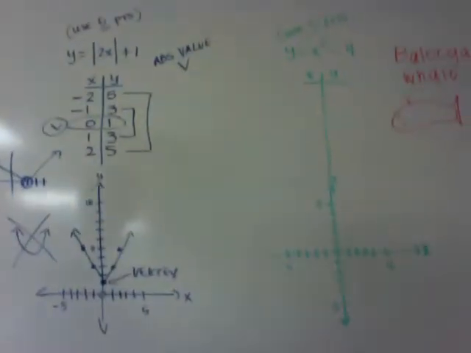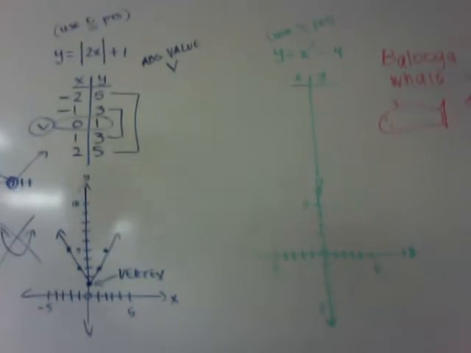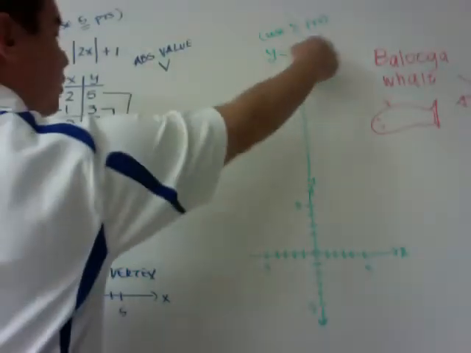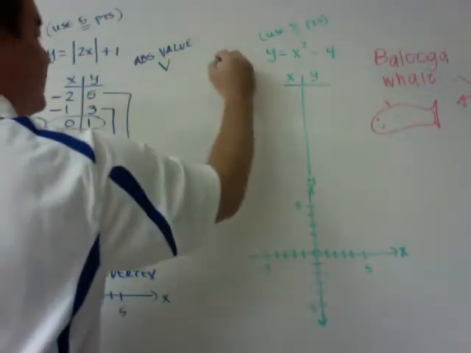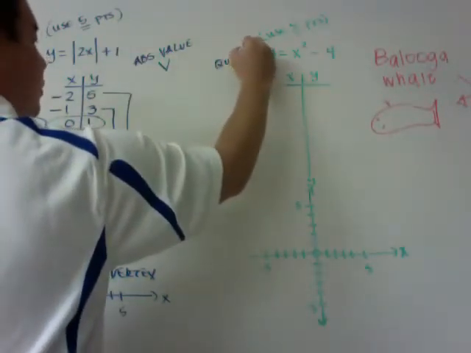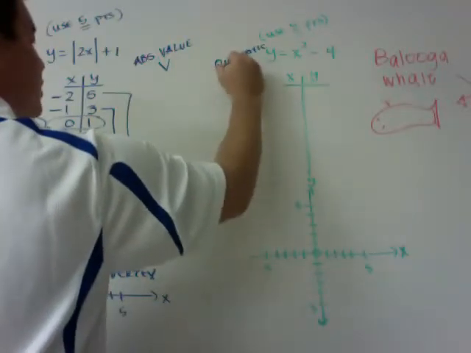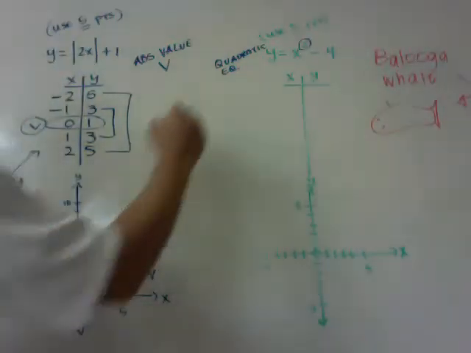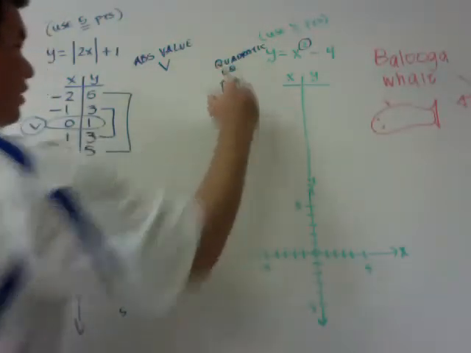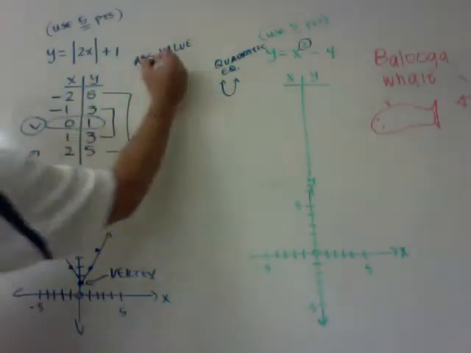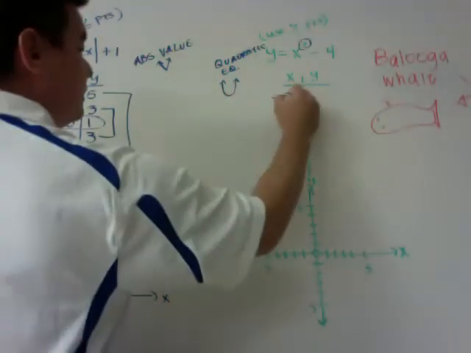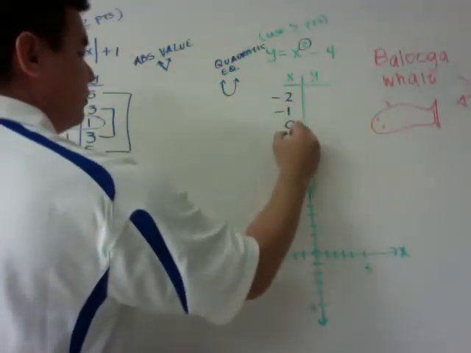Okay, for this one here, this is going to be a U. It's called a quadratic. If it's a square, this is the absolute value. This is going to be called a quadratic equation. Okay, and it's because it has this square in it. Okay, a quadratic equation is going to be a U versus a V. Okay, so again, I would use -2, -1, 0, 1, and 2.